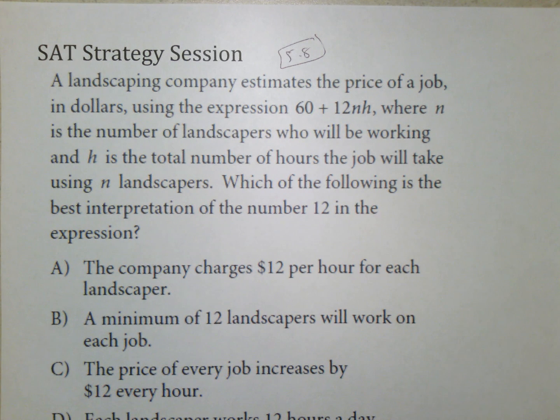It talks about a landscaping company that estimates the price of a job in dollars using the expression 60 plus 12NH, where N is the number of landscapers and H is the total number of hours. Which of the following is the best interpretation of the number 12 in the expression?